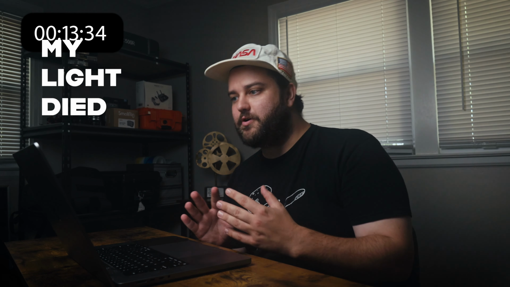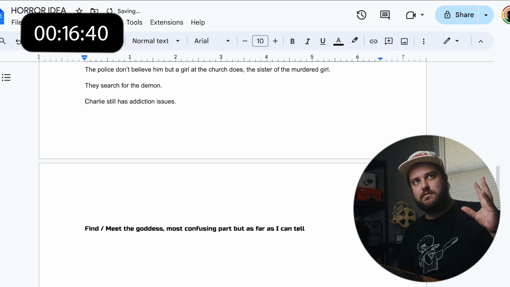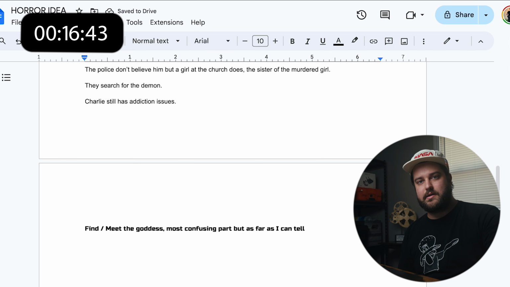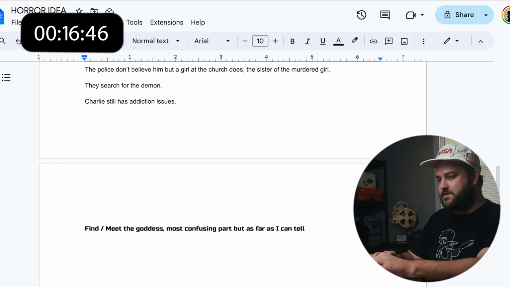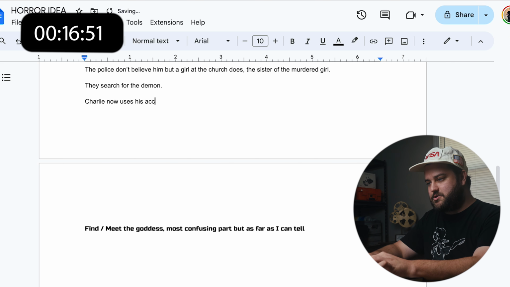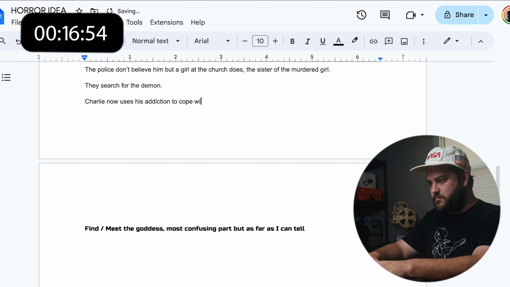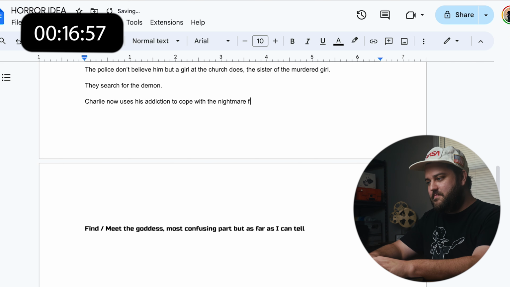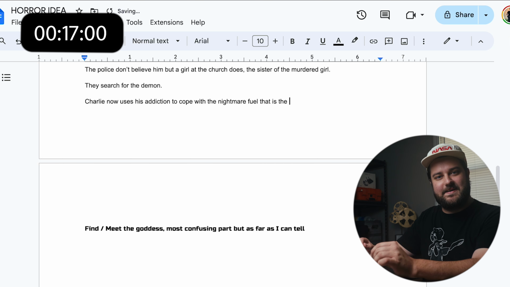So search, the road of trials, this is where we test our protagonist. And basically after seeing a bat-like demon thing that attacks Charlie, he survives. The police don't believe him, but a girl at the church does, the sister of the murdered girl, and they start to search together for the demon. And then I think it would be good to show how he is affected by the interaction with the demon character. So Charlie now uses his addiction to cope with the nightmare fuel that is the demon.